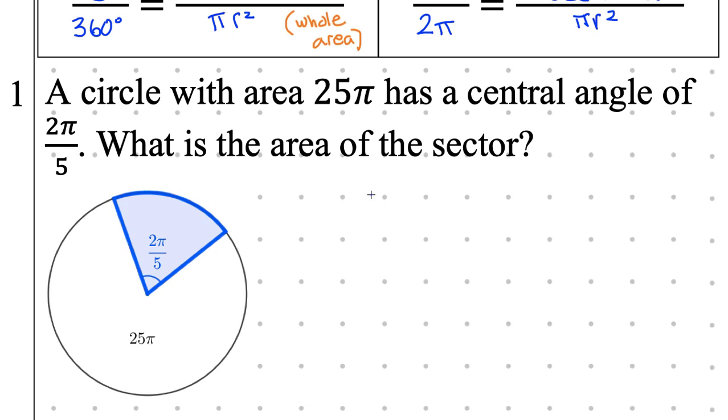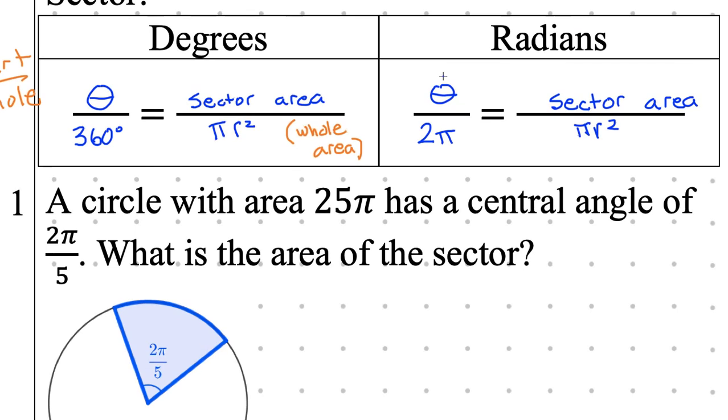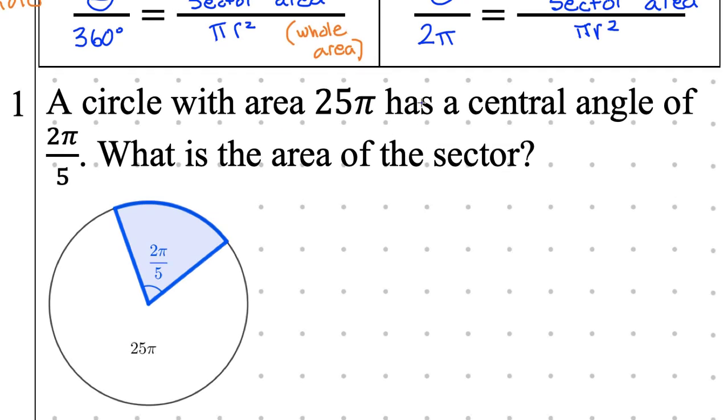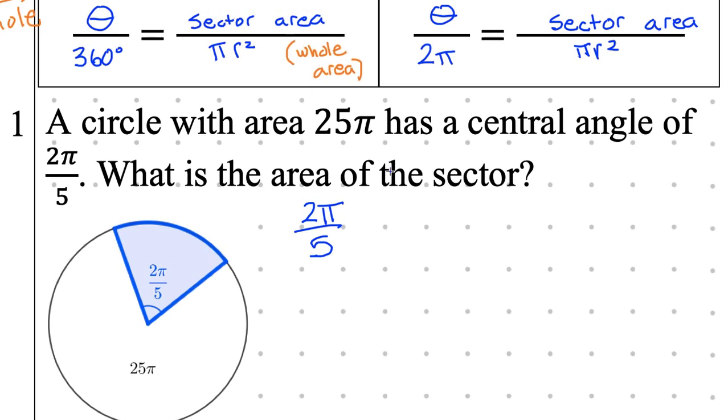Okay, so this theta is that central angle. What is our central angle here? Yeah, 2 pi over 5 is this theta, so I'm replacing this theta right now with 2 pi over 5. Okay, that's all divided by what, Jessica? 2 pi, perfect. So you have the left-hand side of the equation set up. Now let's do the right-hand side.